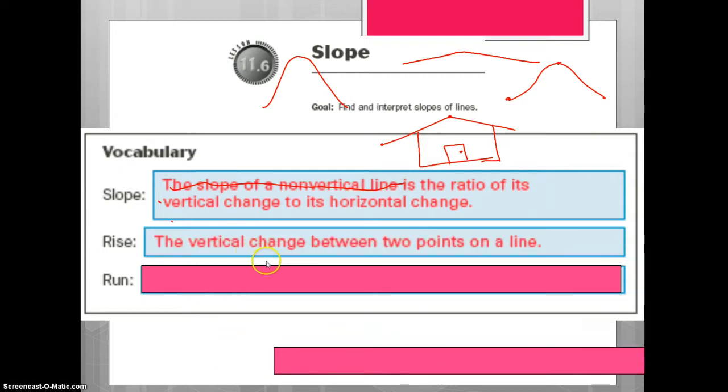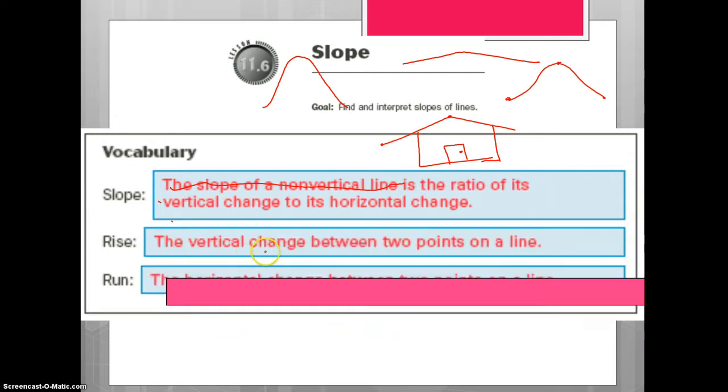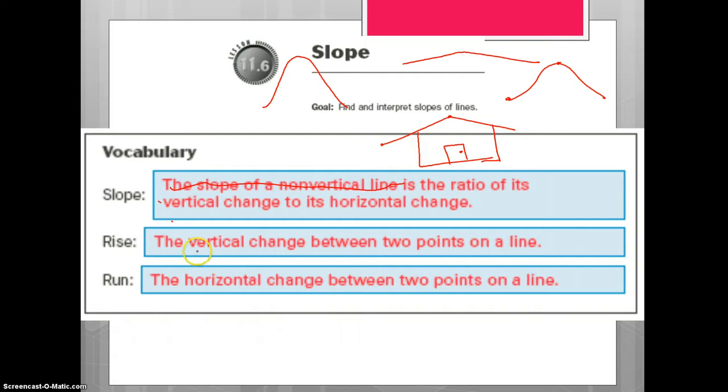Rise is the vertical change between 2 points, where run is the horizontal change. I always remember it because rise is vertical, like I'm rising up out of bed. Run is horizontal, like I'm running across the road.